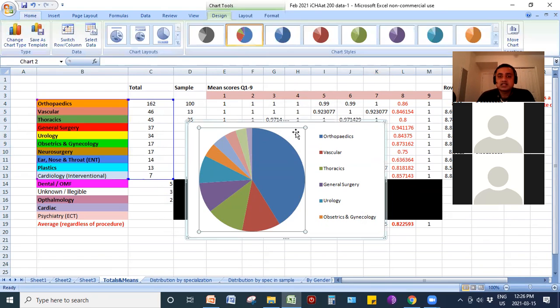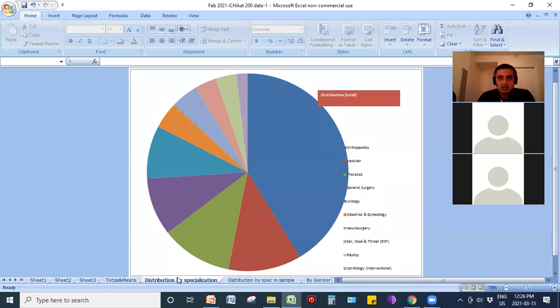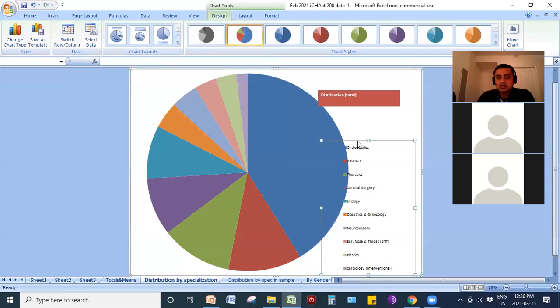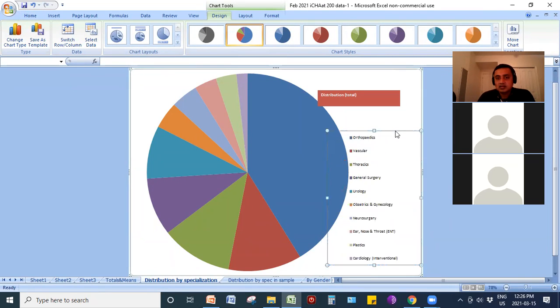You can add labels and stuff once you go in. You can go ahead and make it look like this. Yeah, this is a little messy, so you can move things around. You can reduce the size of the image. You can move.